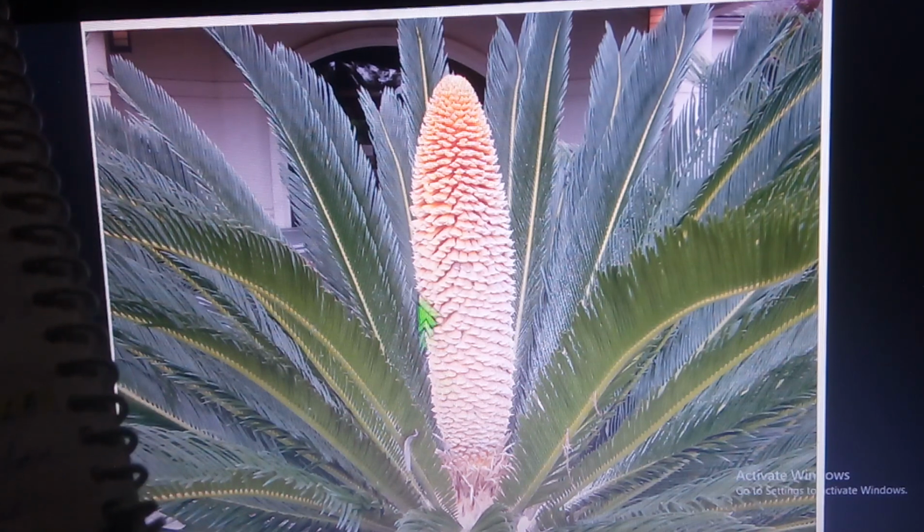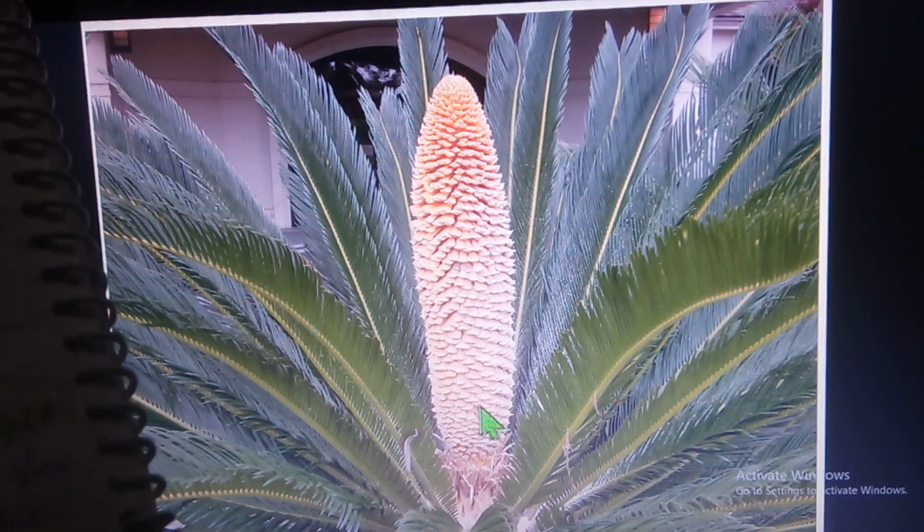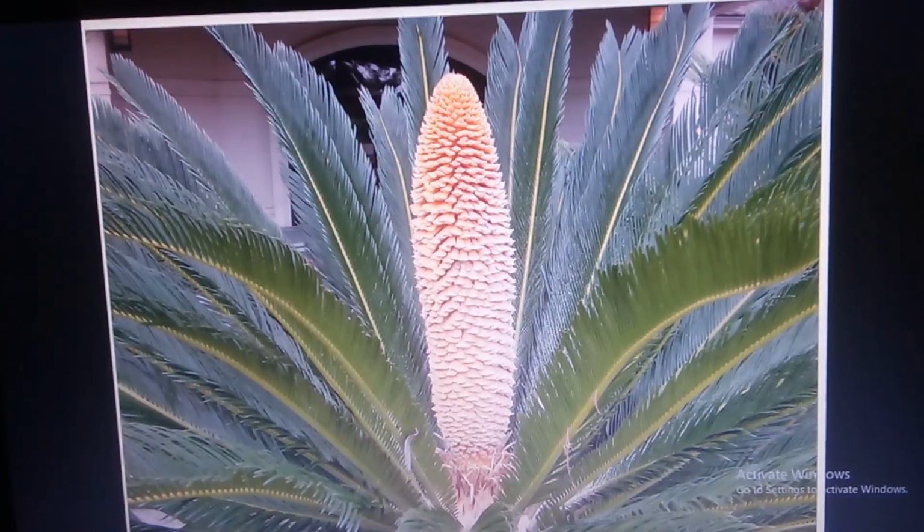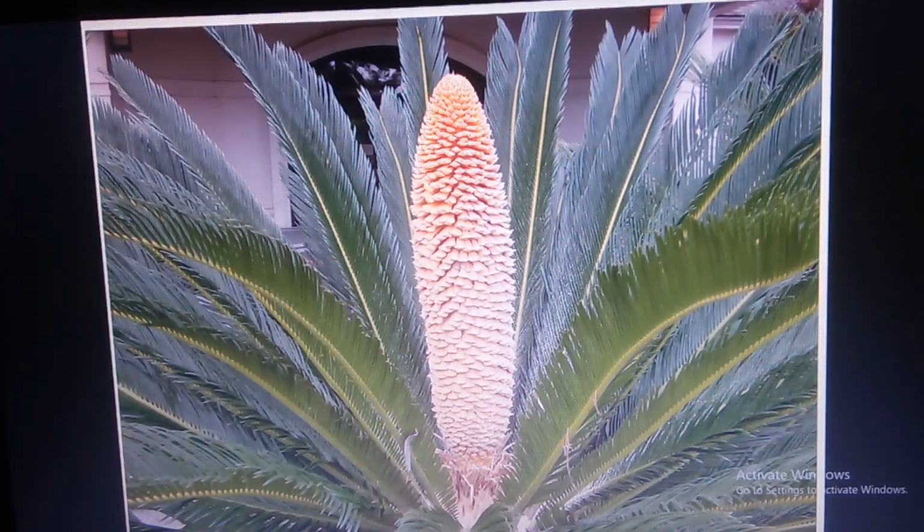Thus we see that the male plant shows sympodial branching. Sympodial branching occurs when the terminal bud ceases to grow, usually because a terminal cone has formed, and an axillary bud, a new lateral bud, will develop and act as a new leader shoot.